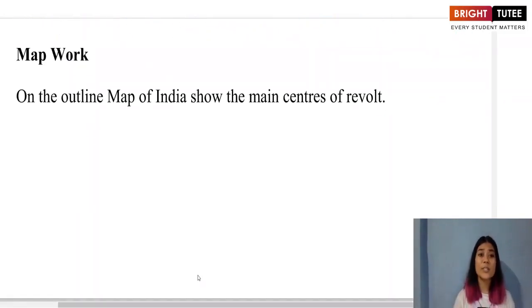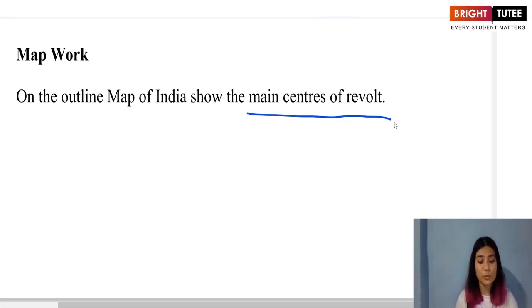Now, the last question is a question for map work. In this question, it asks you to show some of the main centers of the revolt. Now, if you look at the book, and also in this lesson, we looked at various places where the revolt had spread, right? Like Delhi, Lucknow, Kanpur, Jhansi, Gwalior, etc. So these are the main centers of revolt.